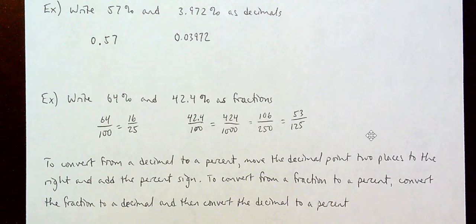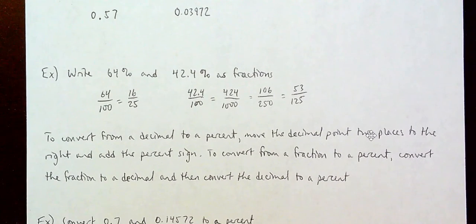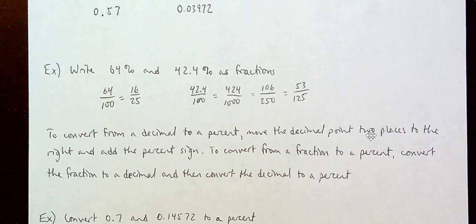Now, how do we go the opposite way? How do we go from a decimal to a percentage, and how do we go from a fraction to a percentage? Well, to go from a decimal to a percentage, looking at your decimal, you're going to take that decimal point, move it 2 places to the right, and then you're going to add your percent sign. To convert from a fraction to a percent, we're going to convert from a fraction to a decimal first, and then we're going to convert the decimal into a percentage.